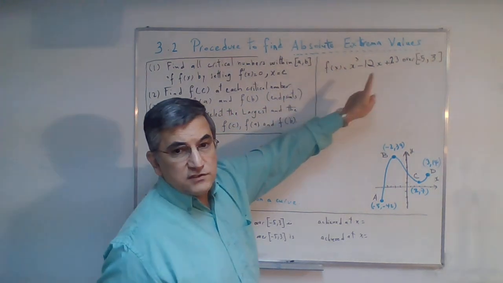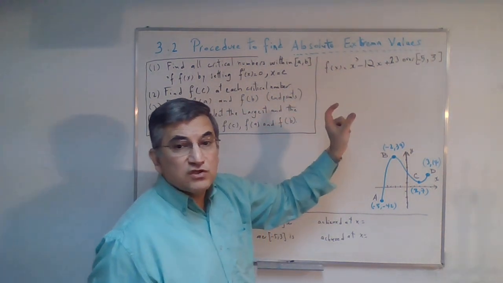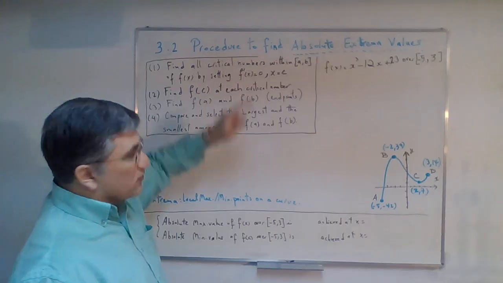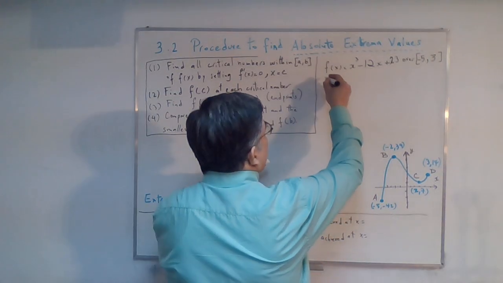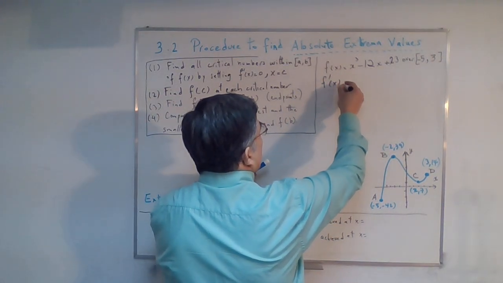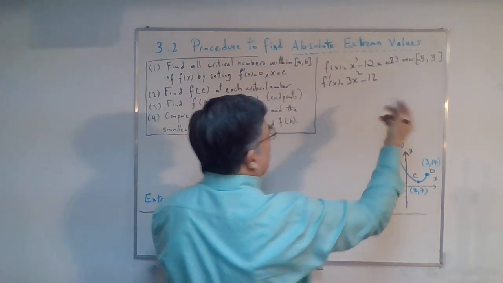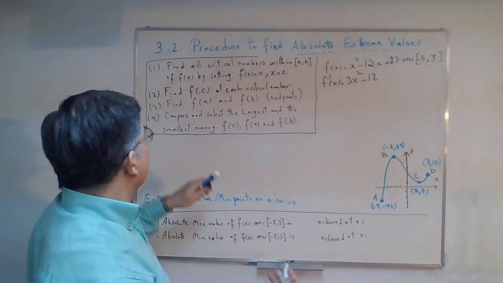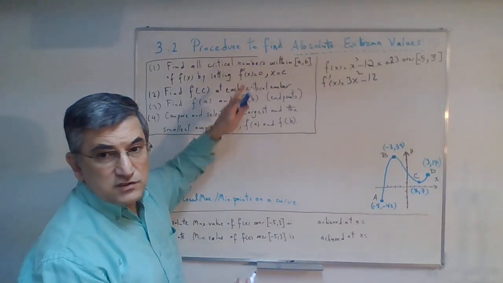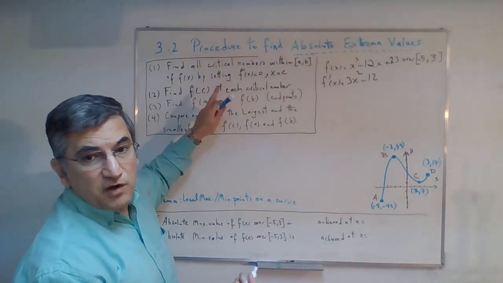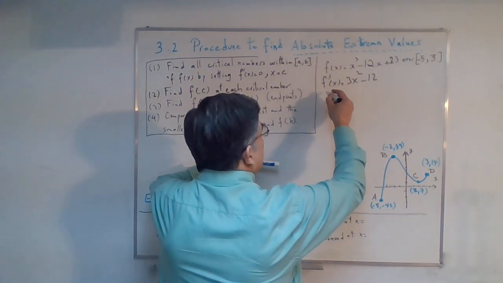A function is given over a restricted interval. It says find all critical numbers, so I'm going to take the derivative of the function. That's a cubic function, so 3x squared minus 12 is the first derivative. And to find the critical numbers, in the past lecture I told you we have to set y prime equal to 0. And that's what I'm going to do right now.